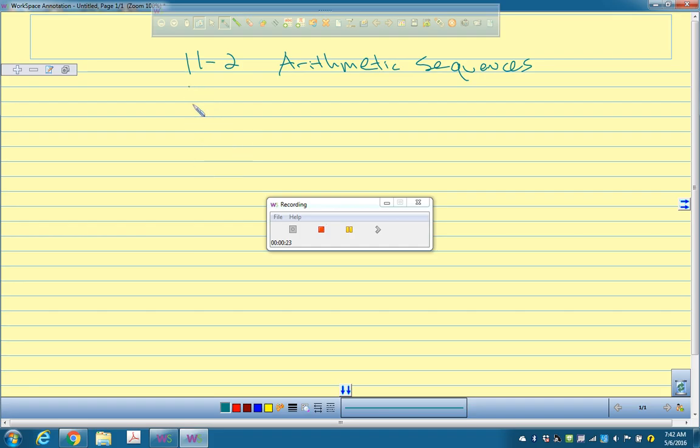So say we have this sequence, 2, 5, 8, 11, 14, what comes next? 17. So this is an arithmetic sequence. Who can tell me what's special about this arithmetic sequence? It's going up by 3.